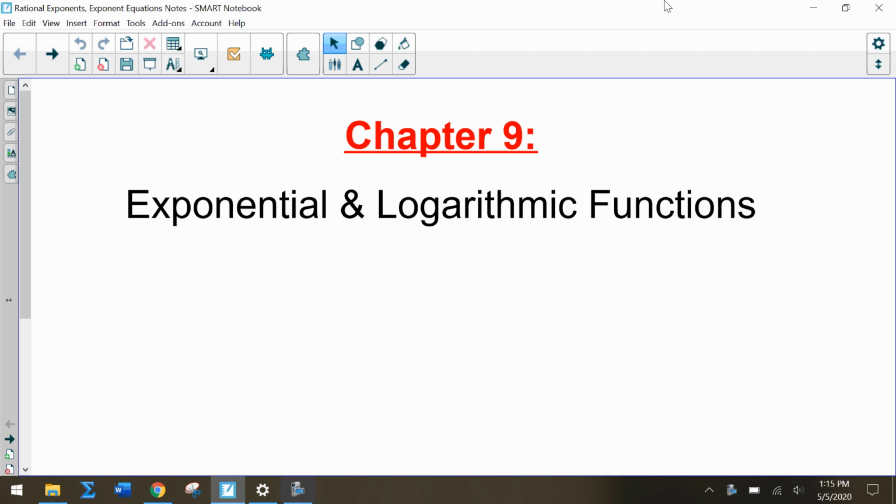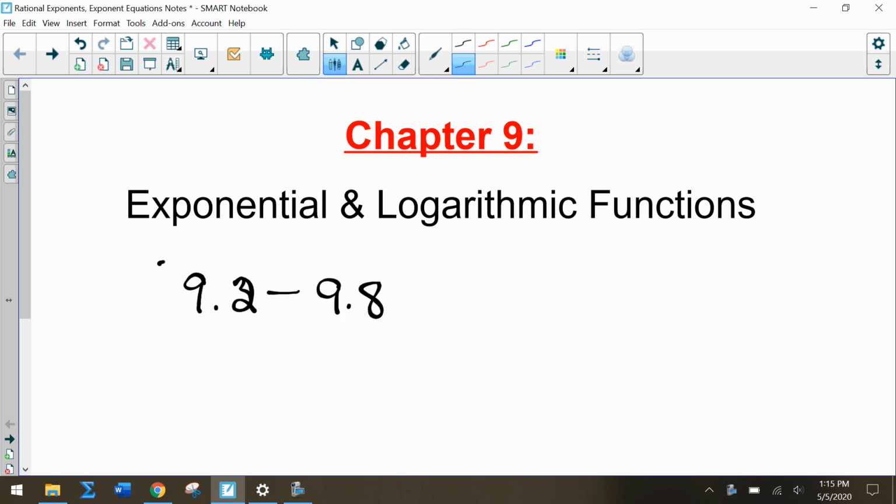This unit is exponential and logarithmic functions. It's out of chapter 9 in our textbook. We're going to be working with sections 9.2 to 9.8 in that textbook.